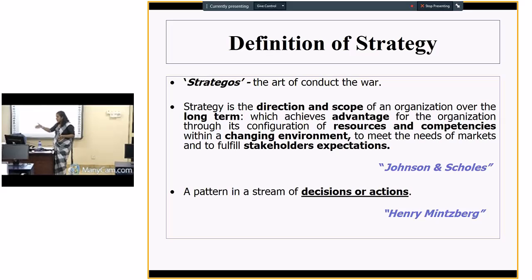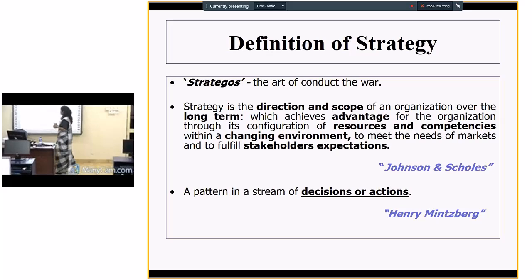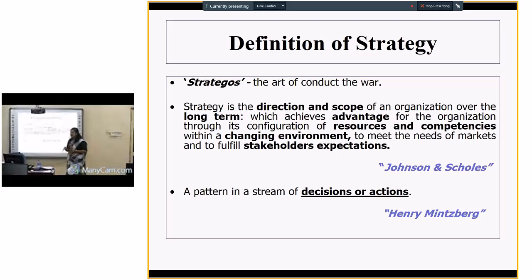Similarly, when it comes to the concept of strategy, we should get a competitive advantage over the other firms in the industry, maybe our direct competitors, maybe our indirect competitors. Therefore, here we always have to look into competitive advantage, maybe by utilizing our resources or our competencies within this changing environmental setup.